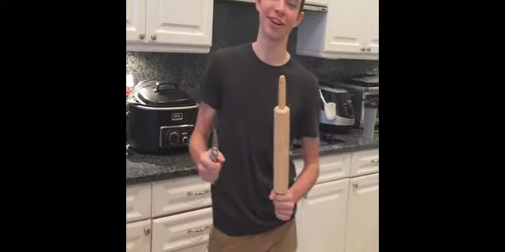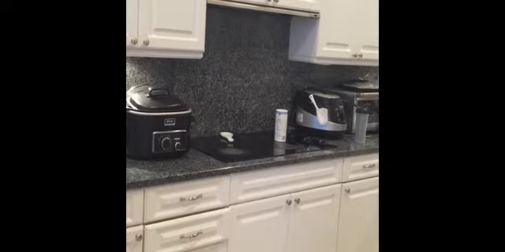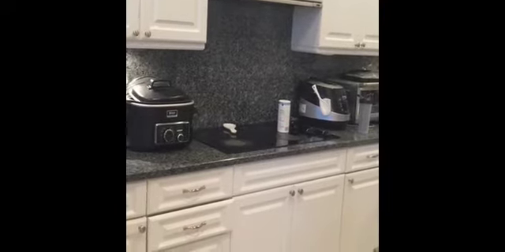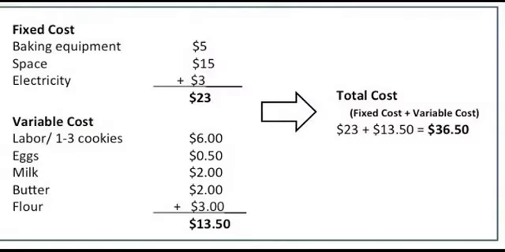I'm not working for free. The cost of labor is $3. To bake up to 3 cookies, it will take 2 hours. All these represent the various costs that are affected by the quantity. The total cost of inputs could be found by adding the fixed cost and the variable cost together. It will cost $36.50 to produce one cookie.